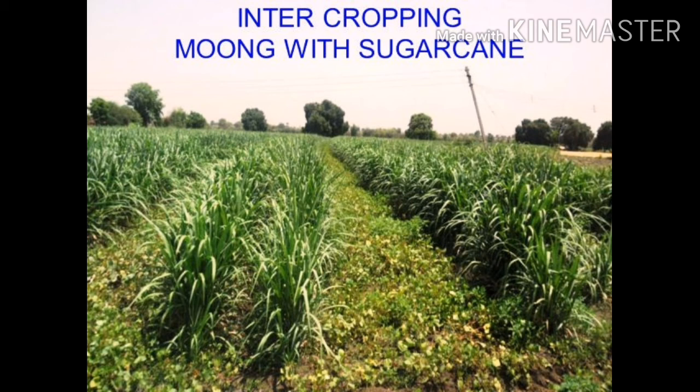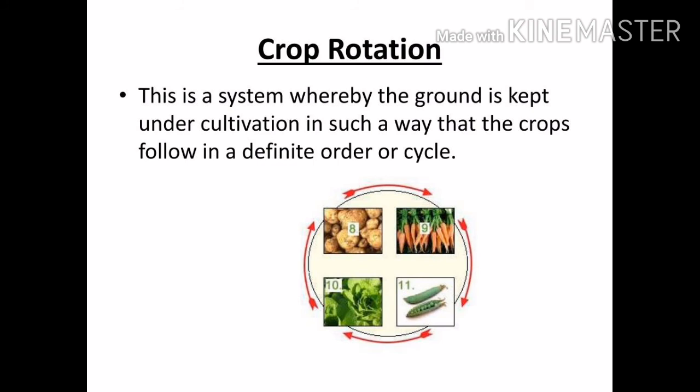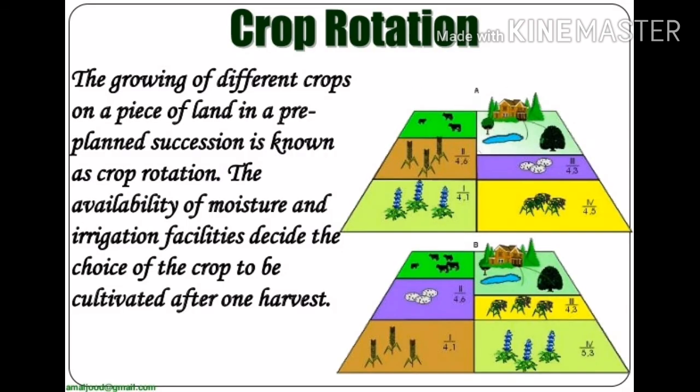And it helps to get good yield from both the crops. Now the next type of cropping pattern is crop rotation. So in crop rotation, the ground is kept under cultivation in such a way that the crops follow in a definite order or cycle. So crop rotation is the practice of growing different crops on a piece of land in a pre-planned succession. And depending upon the duration, crop rotation is done for different crop combinations.